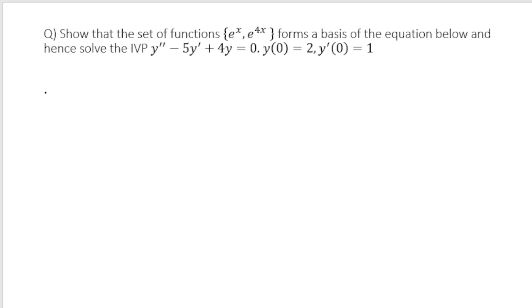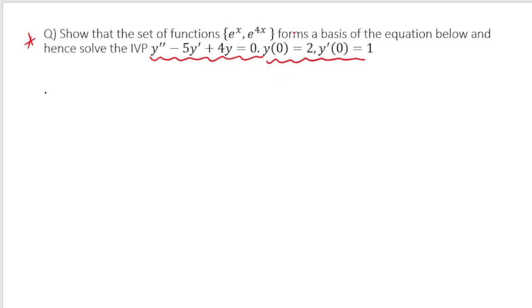Let me take one more example to understand this. And this is an interesting example, so you need to understand. I will take some time, and even though the video has become long, since I want to complete everything, because in the next video I'll be talking about the solution, so this will take care of all the basic requirement. Okay, so the question is: show that the set of functions forms a basis of the equation given below, right? So there is an equation given below, and first of all we have to check that this forms a basis. And once we have got that this forms a basis, we have to solve the initial value problem.